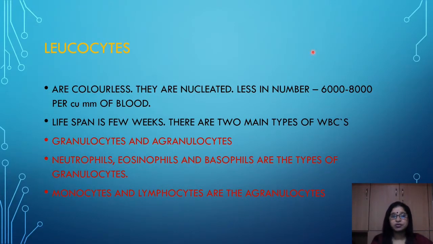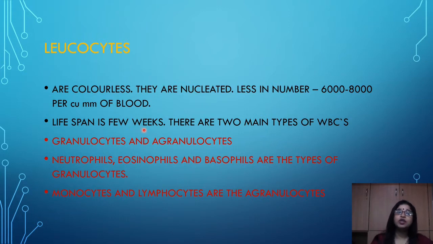The leukocytes, on the other hand, as the name suggests, leuko means white, so they are colorless, but they are nucleated. They are less in number as compared to your erythrocytes, around 6,000 to 8,000 per cubic millimeter of blood. The lifespan of leukocytes is also very short, just a few weeks.